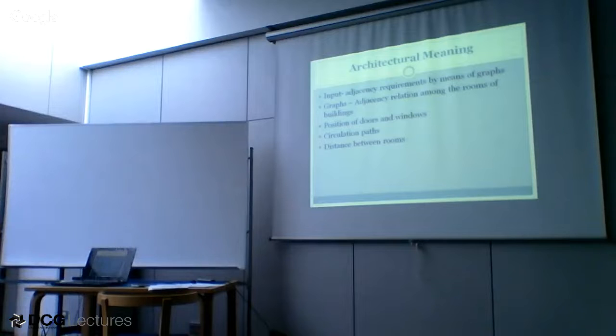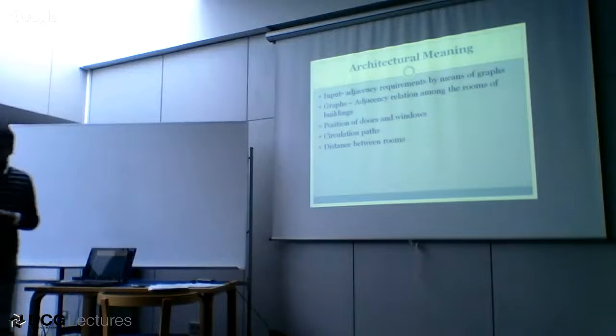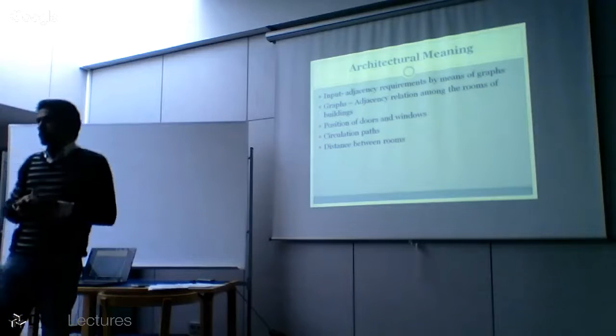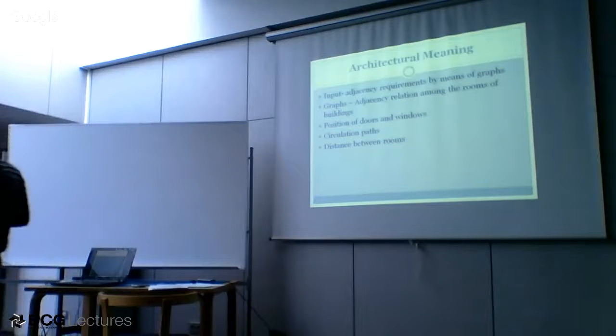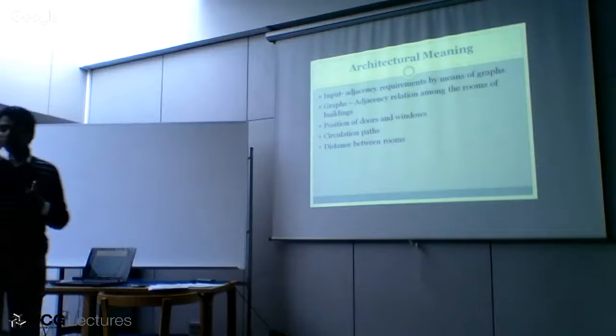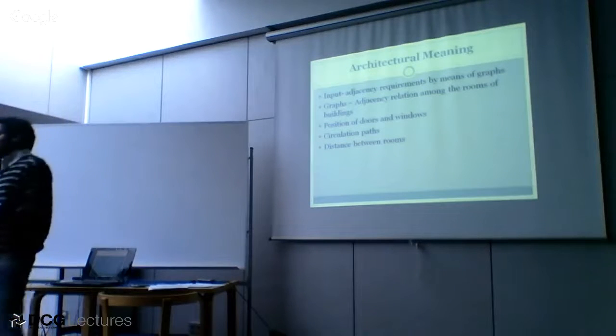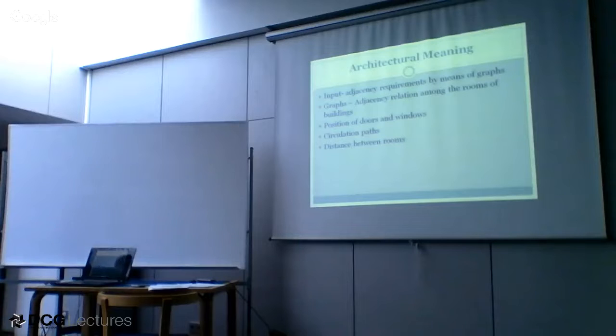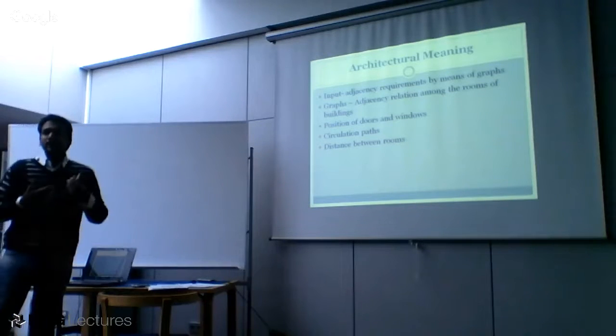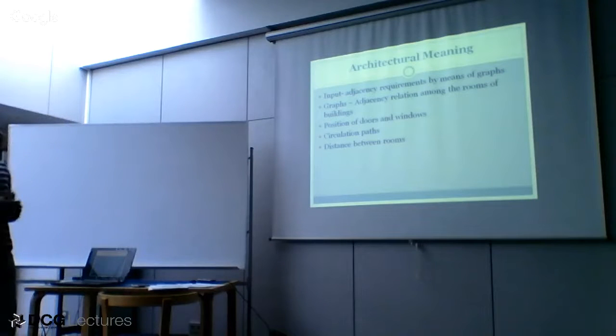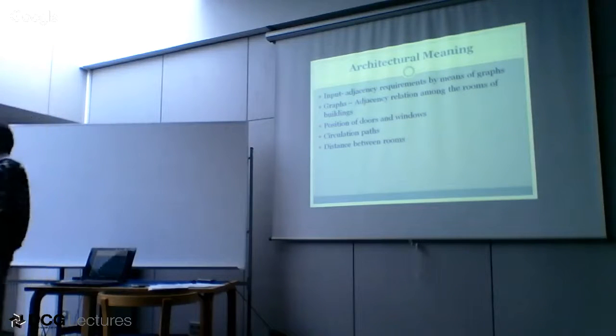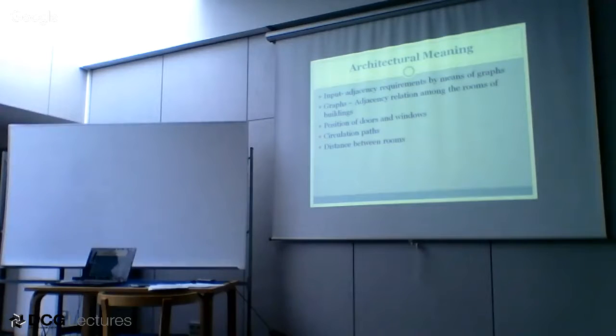So initially, the architectural meaning of the graph. The first important point is that if you want to give the adjacency relations between rooms, like there is a user or an architect who wants some requirement that, okay, I need 5 rooms, and I want room 1 to be adjacent to room 3, 3 to 5, 2 to 4, then how to present it? The simplest way to represent that adjacency requirement is through a graph. So if you have to give the input, the best way is to give it through the graph.